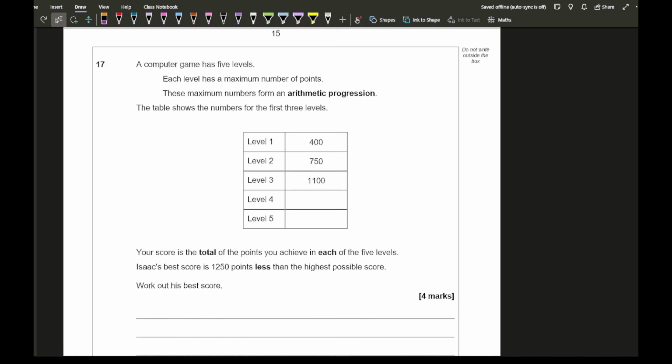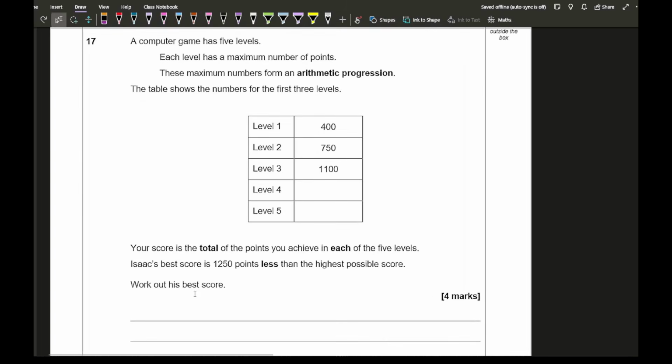Now moving on to question 17, it says a computer game has 5 levels. Each level has a maximum number of points. These maximum numbers form an arithmetic progression. The table shows the numbers of the first 3 levels, and it says your score is the total number of points you achieve in each of the 5 levels. Isaac's best score is 1,250 points less than the highest possible score. And the question is asking us to work out his best score.